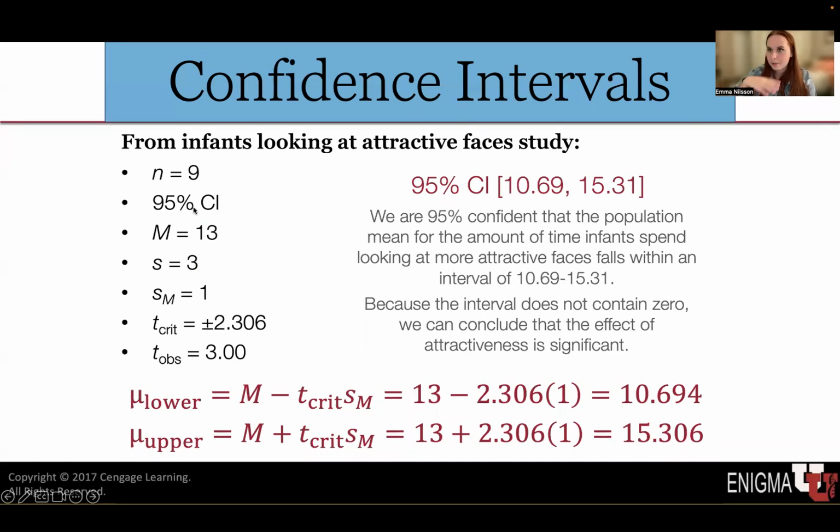We do our study, we figure everything out. We get a sample mean of 13. We get a sample standard deviation of 3. We calculate that our sample standard error is 1. After we've done all of those steps, you're going to use your t-critical table.